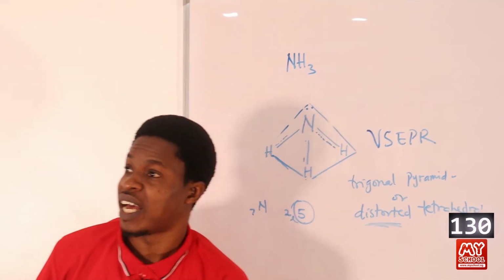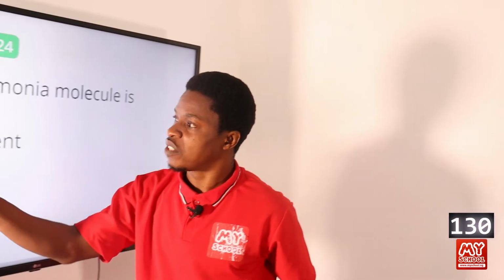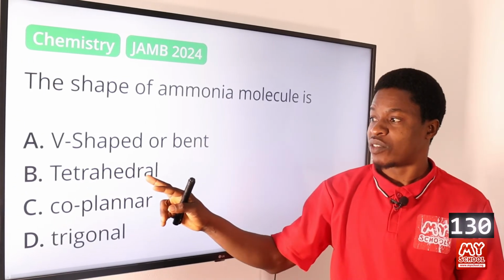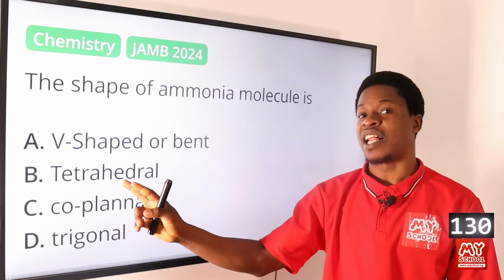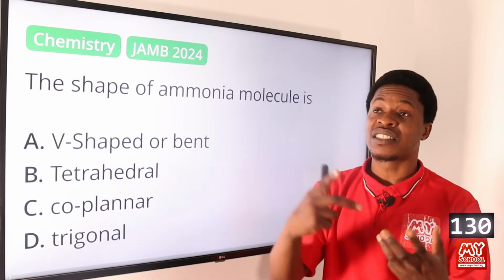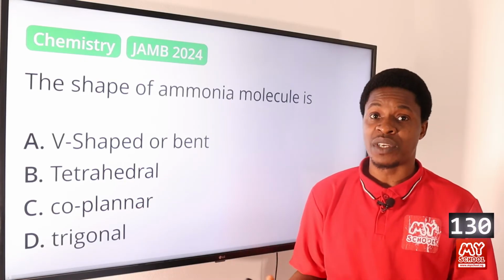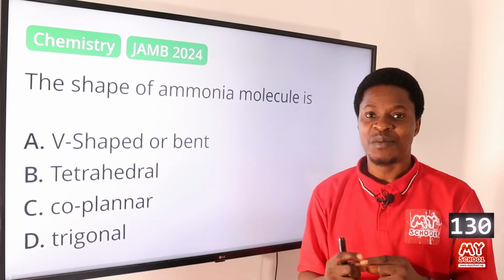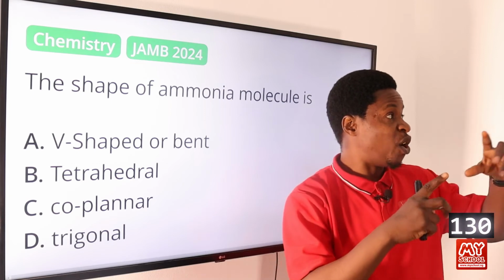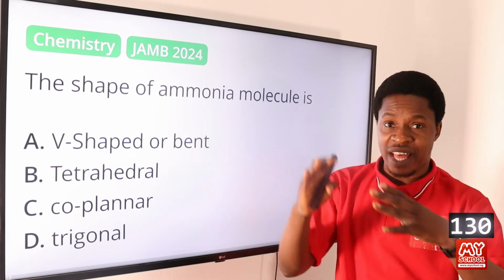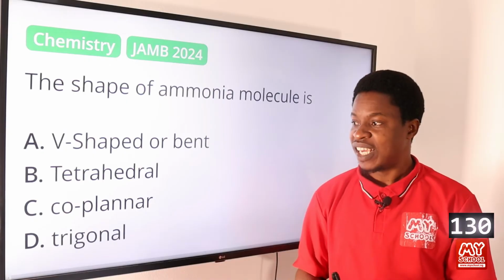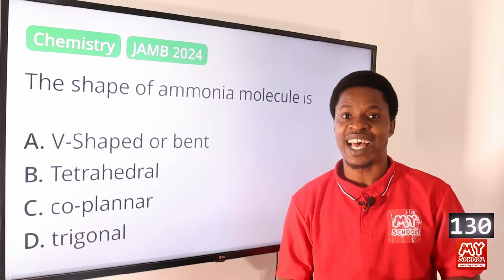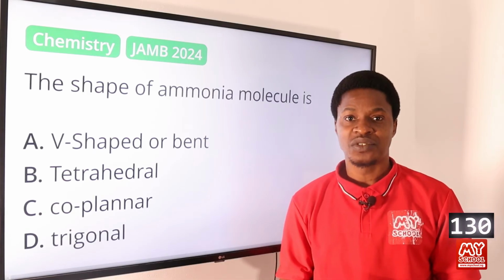Let's move on to the screen and see what we have. The shape of the ammonia molecule is V-shaped or bent. It is not bent. Tetrahedral, it is not. If it were distorted tetrahedral, we could have gone for this, since distorted tetrahedral looks like a trigonal pyramid. So it is not option B. Option C says coplanar. It is not coplanar, because if it were, we would have it on the plane. So it is not option C. Option D says trigonal, that's your trigonal pyramid. So the correct answer is option D.